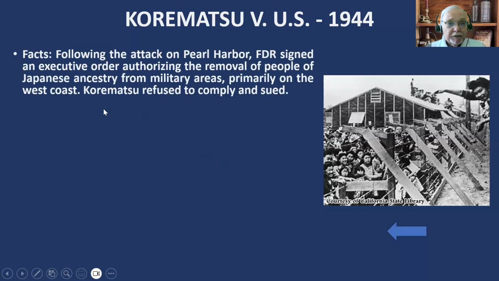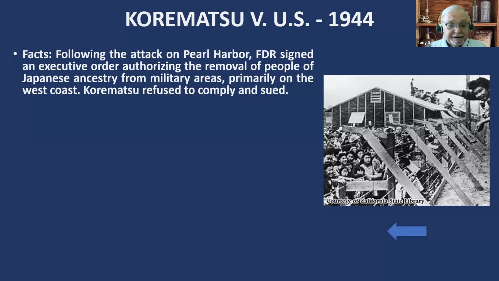Again, some of you out there probably remember this. Following the attack on Pearl Harbor, Franklin Roosevelt, who was no conservative by any means at all, folks, he was very much a liberal, signed an executive order authorizing the removal of people of Japanese ancestry from military areas, primarily on the West Coast, because that's where they feared it mostly coming from the Japanese.